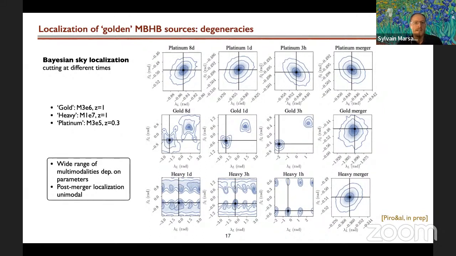Thank you. Another important aspect of pre-merger localization is that degeneracies and multimodalities can be more important. This is illustrated here with examples of a platinum source, a gold source, and a heavy source. On the right, you have the localization at merger. In all three cases, it's a beautifully Gaussian, well-localized posterior distribution. But for all but the very best platinum source, you can have strong degeneracies all the way up to a few hours before merger. In the case of heavy signals, it's particularly notable that you do not have one but eight positions in the sky. So these degeneracies are present and they are more severe when you do pre-merger localization than when you do post-merger localization, as I showed before.